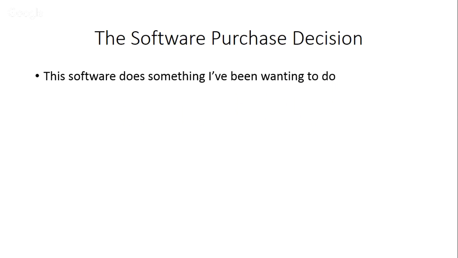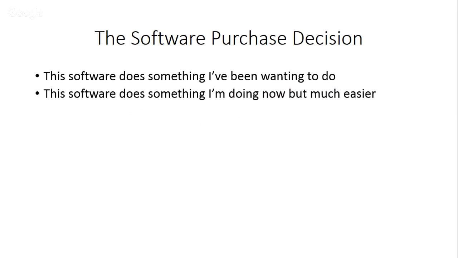And if you see something up here that looks like something you've said in the past, I want you to put the number 1 in the question box. Right? If you have said any of these in the past, put the number 1 if you see one that you've said. Number 1, this software does something I've been wanting to do. So yeah, I'm going to go ahead and buy it. Or this software does something I'm now doing, but it does a lot easier, right? So I'm going to buy it, right?